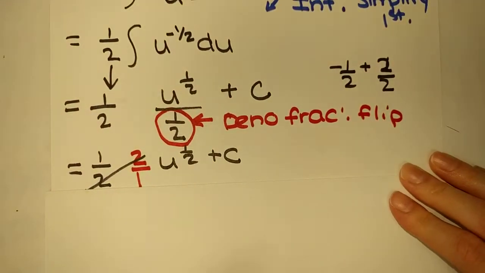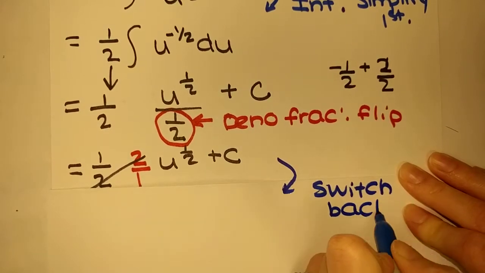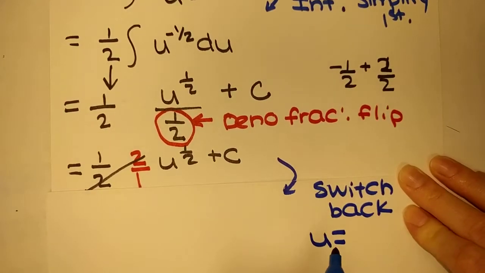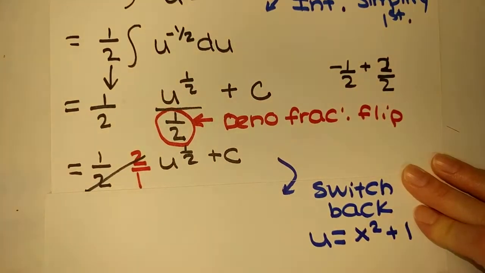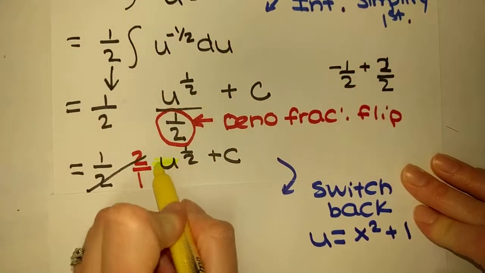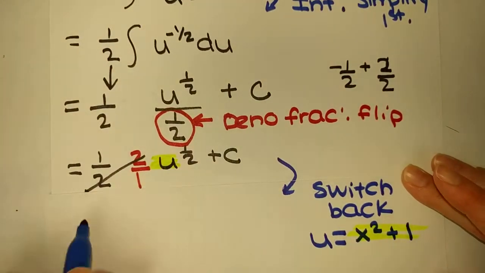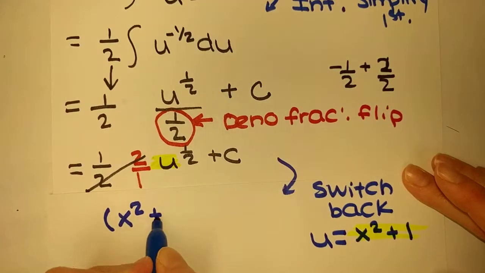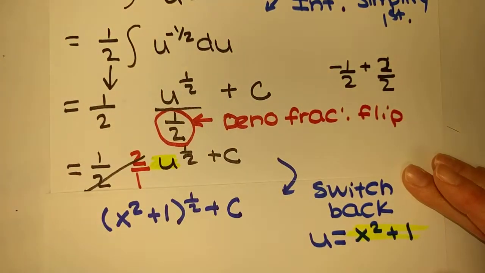Now our last step is we switch back to the original variable, and the way we do that is using the fact that u is equal to x squared plus 1. So we will plug in for this u the x squared plus 1. So this is going to become (x squared plus 1) to the 1/2 power plus c. And that is our final answer.